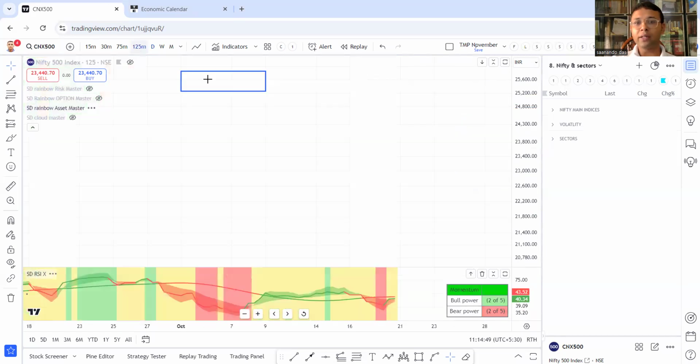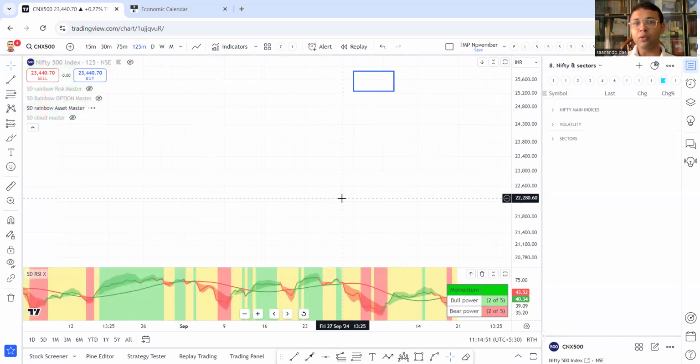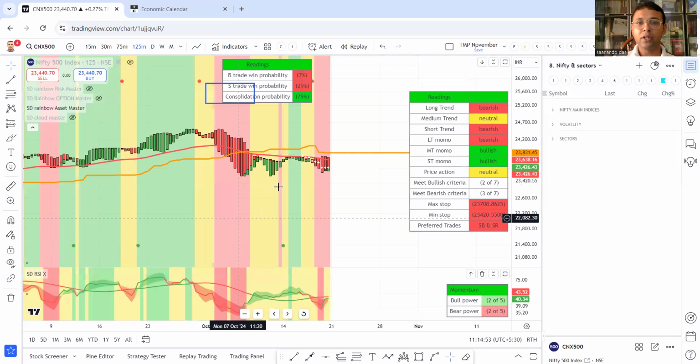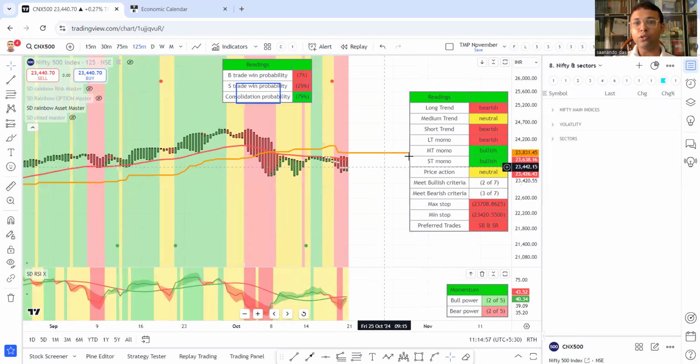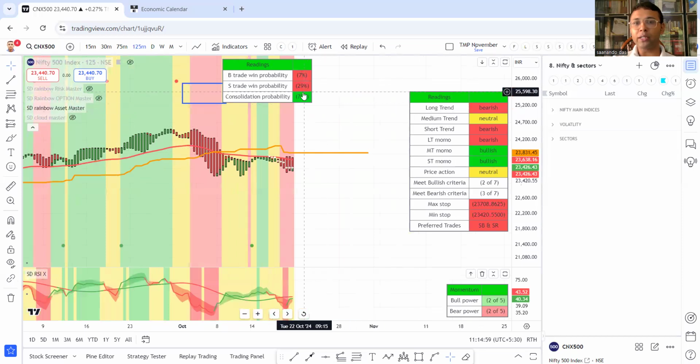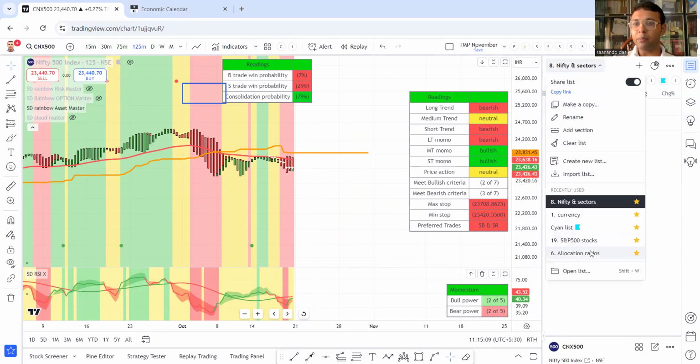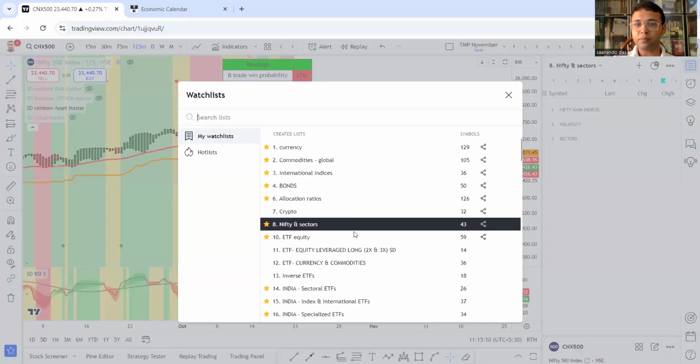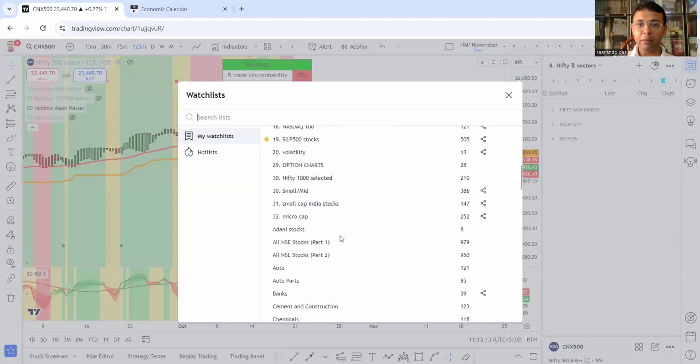If we look via the 125 minutes chart, we see a relative consolidation phase we are in. This phase is also bearish, but broadly look at the probability: 79% chance it will be consolidated. So now in this context, we are going to take a look at the banking stocks. So let me bring the bank stocks.